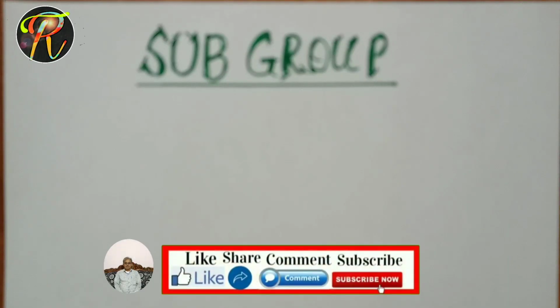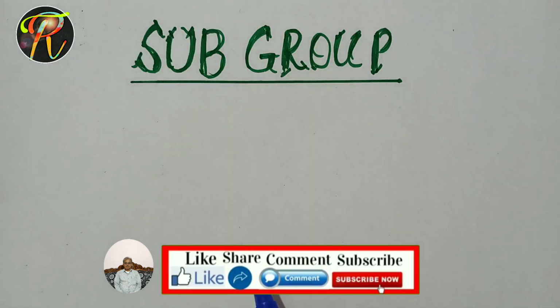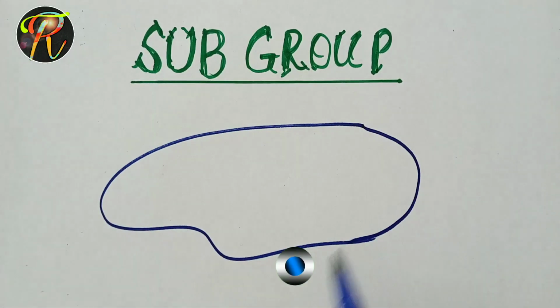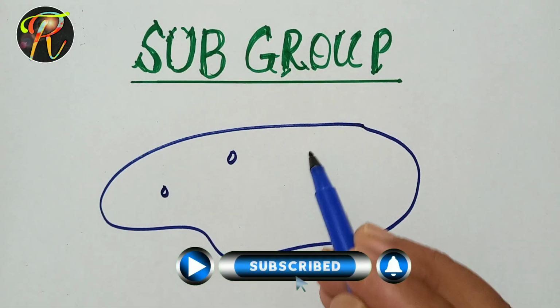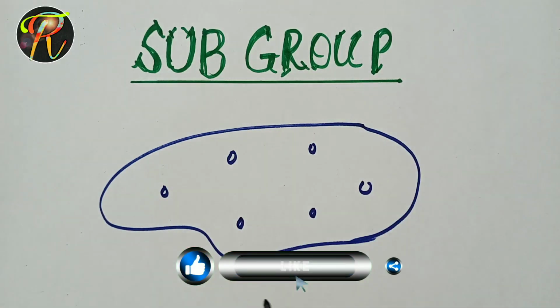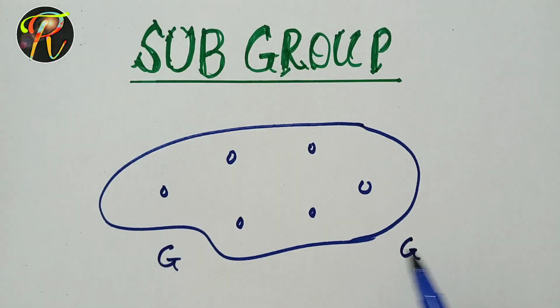We will explain subgroup. As you know, what is a group? First, we have a group, any set. Any set is said to be a group if it satisfies four properties with a given operation. Suppose this is a non-empty set G. This set G with a given binary operation star is called a group if it satisfies four properties.